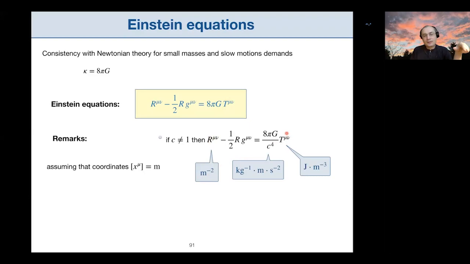On the right hand side, the stress energy tensor has the dimension of J/m³, the density of energy. And this constant over here, 8 pi G/c^4, has the dimension written over here. And you can check yourself that now things work very well.